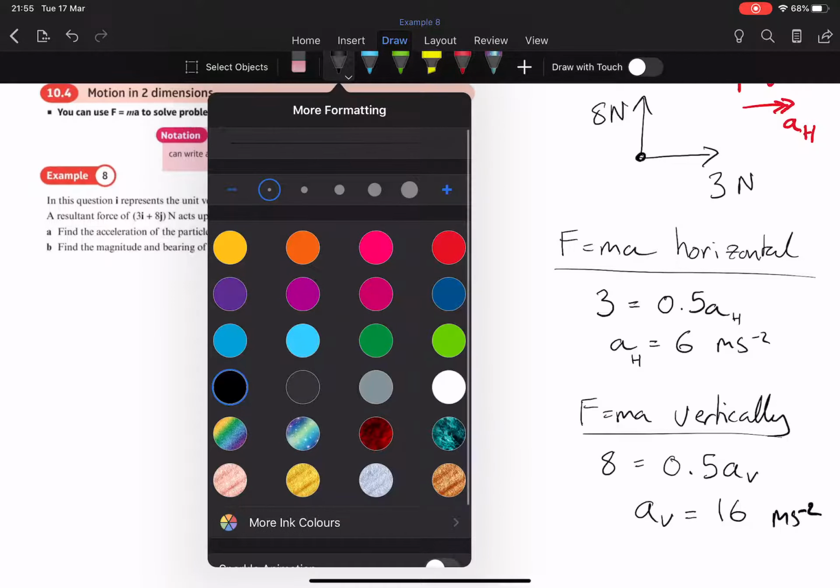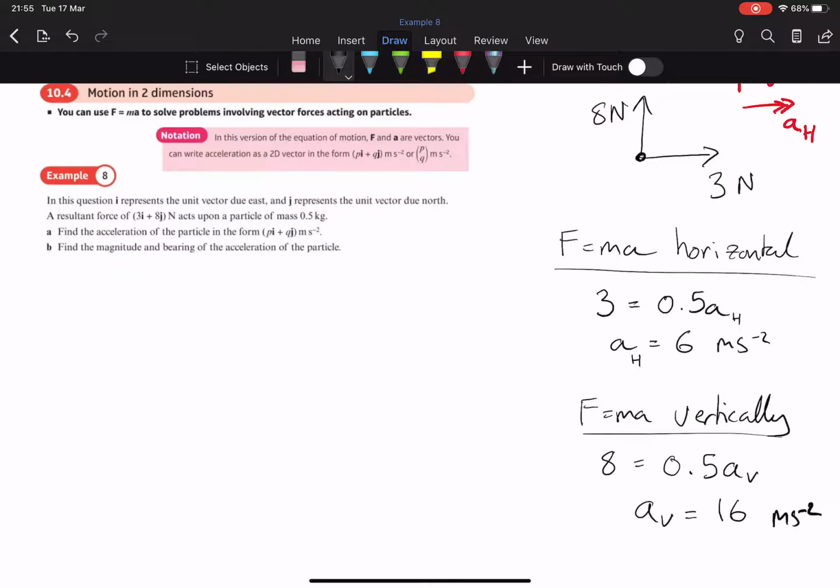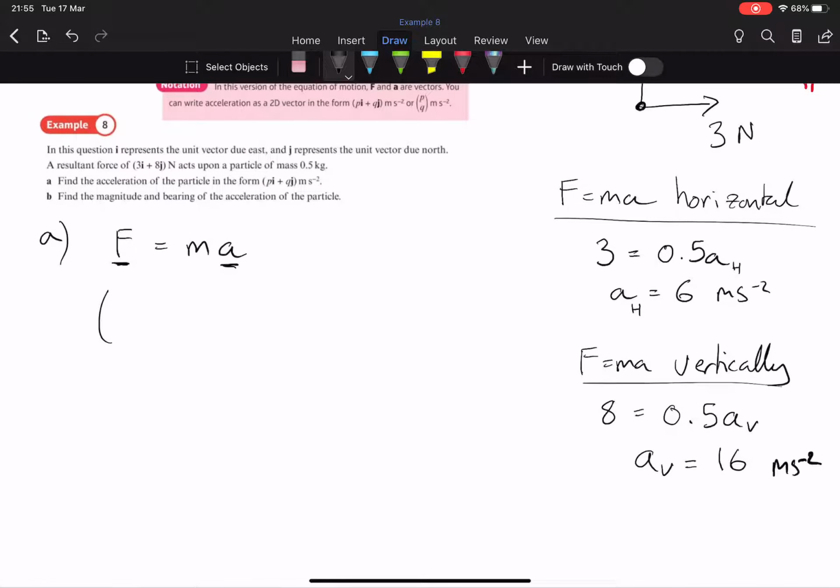Well, what we're going to learn in this example is that we can actually do that in one step by using vector notation. So we can use F equals ma, but we can say that F is going to be a vector and a is going to be a vector. So let's do that. F is our vector (3, 8). That's the force that's acting on the particle. Our mass is 0.5, and our acceleration is what we're going to try and find. So let's write our acceleration. We're asked for it in the form pi plus qj. So that's going to be (p, q). So that is our acceleration vector there.